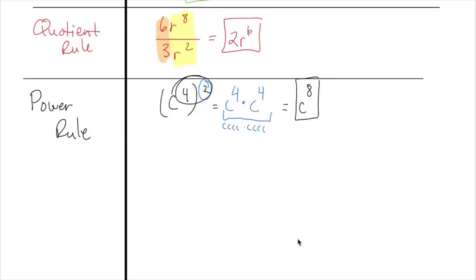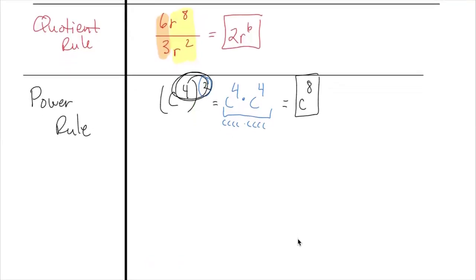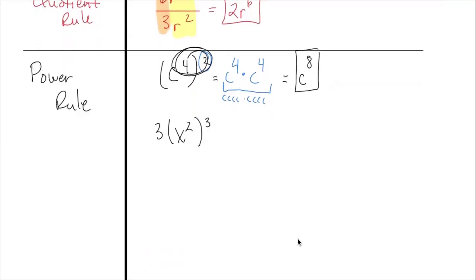And the shortcut was that we could just multiply these. 4 times 2 is 8. So that's the shortcut. And then we looked at a problem like this one: 3x squared to the third. Oops, sorry, hold on. Let's rewrite that for you. Parentheses, 3x squared, to the third. Sorry, put that 3 in parentheses there.